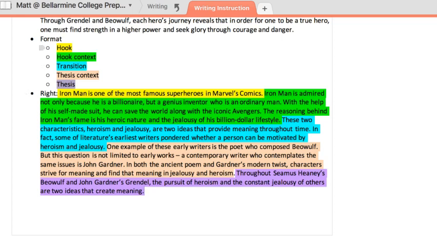The hook needs to grab our attention. The hook context needs to develop enough ideas about the hook that you can set yourself up for the transition. The transition needs to talk about the prevalence of those ideas throughout time in multiple places. The thesis context needs to establish that those ideas apply to whatever books the thesis is about as well. And then finally, the thesis will articulate what the argument will be about that controlling idea.